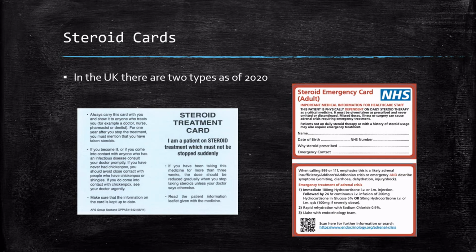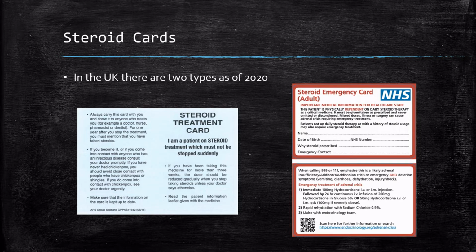It should be given in theory to people who go beyond the abrupt withdrawal criteria that I showed you. But like it says on the front, if you've been taking steroids for more than 3 weeks, then you should not abruptly withdraw, or basically you should have this card with you. I think it depends on the trust as to who gets them, but I think anyone who falls beyond the abrupt withdrawal criteria that I showed you should get one, because they should not be withdrawing steroids abruptly.